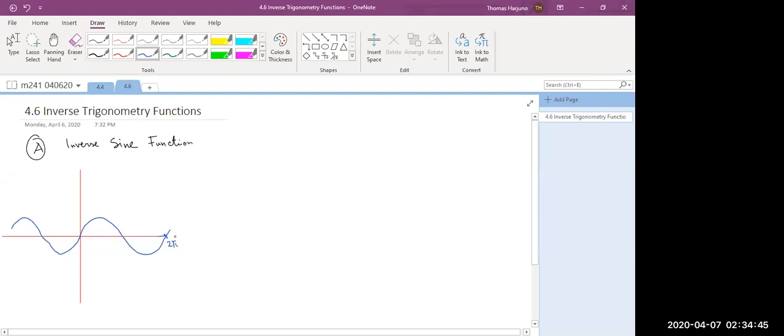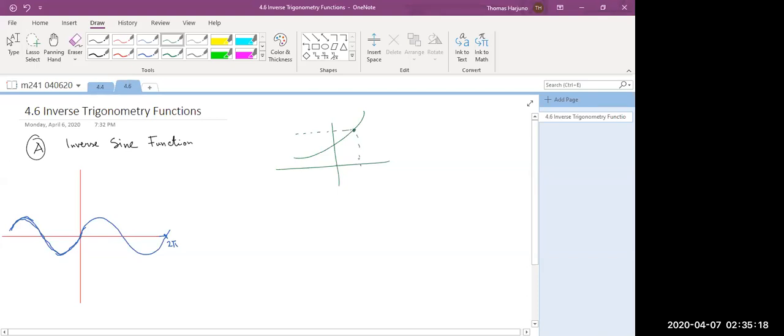Now, the problem with the sine function that makes this section on the difficult side is that for us to get an inverse function, the function has to be one-to-one, while the sine function is not one-to-one. What is one-to-one, Thomas? One-to-one is this. A function is one-to-one if you have the graph, then every horizontal line hits the graph only at one point.